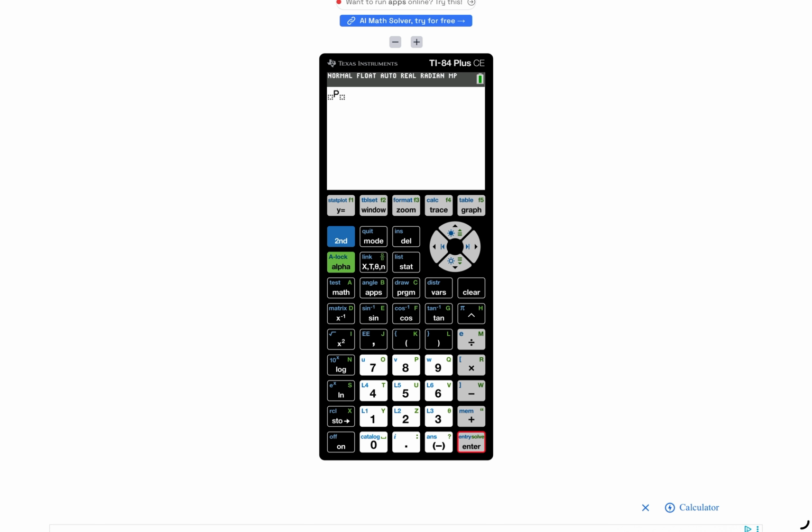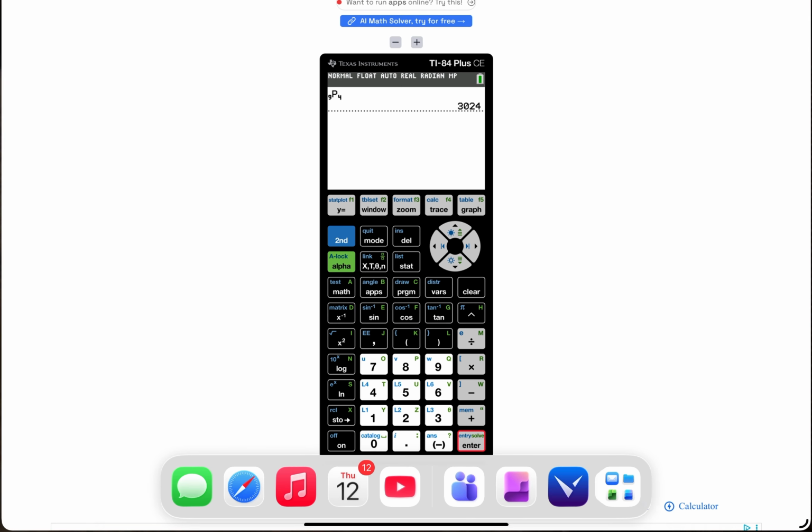And this is where my calculator opens, and I'm trying to calculate 9P4, 3024. Different calculators will be different.